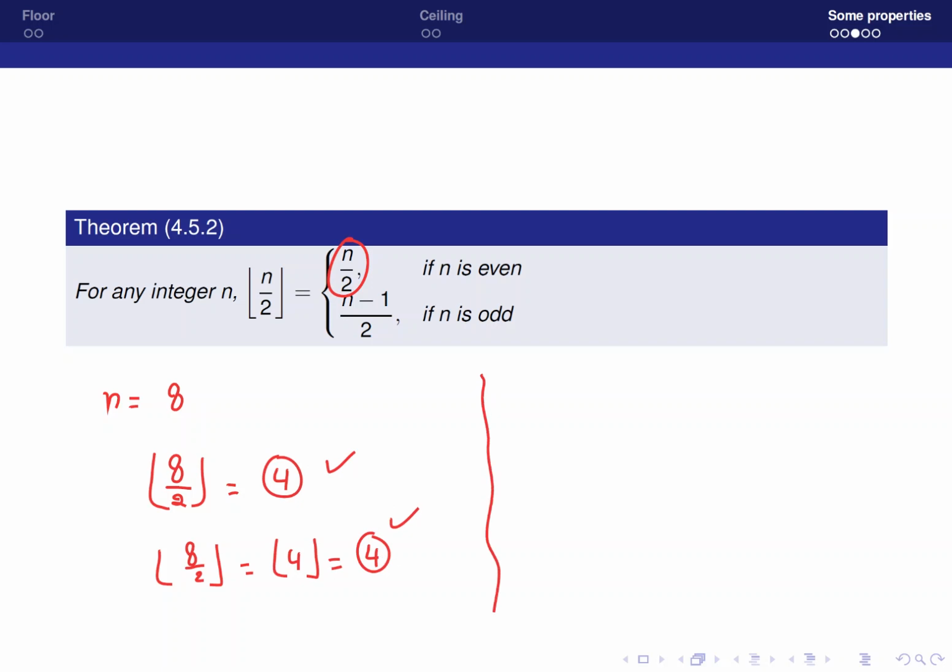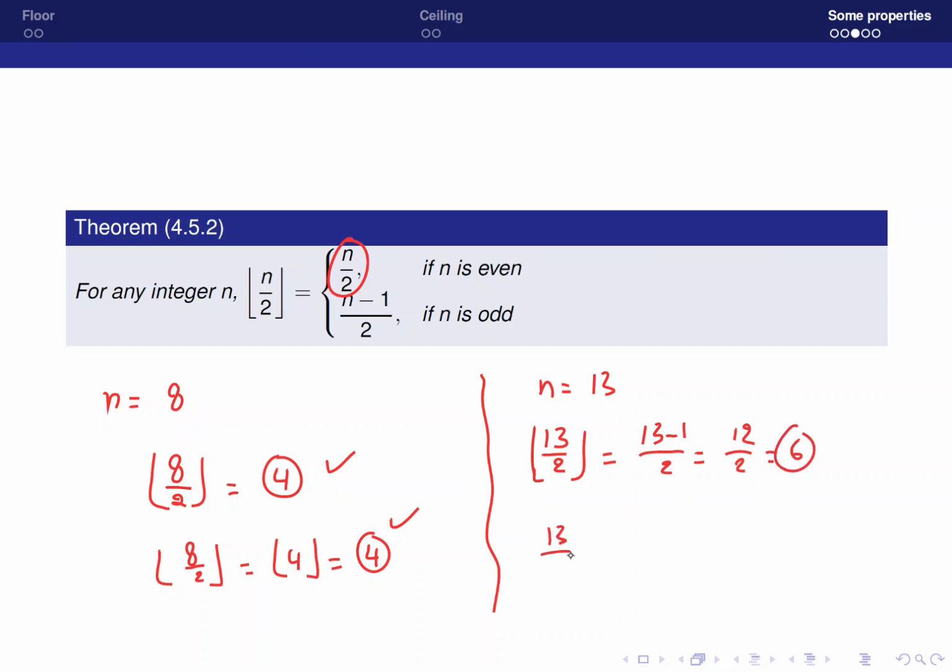Now, in the case when n is odd, for example, if I choose n to be 13, then according to this theorem, if I want the floor of 13 divided by 2, all I have to do is subtract 1 from 13, and then divide the number by 2. So basically 12 over 2, which is 6.